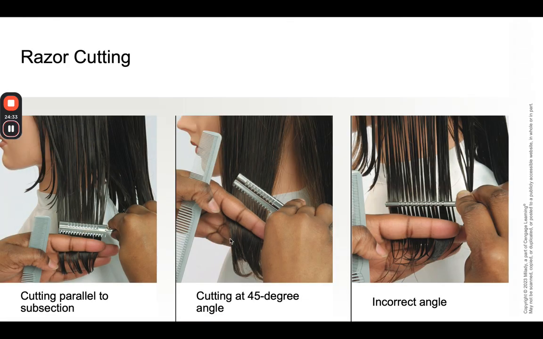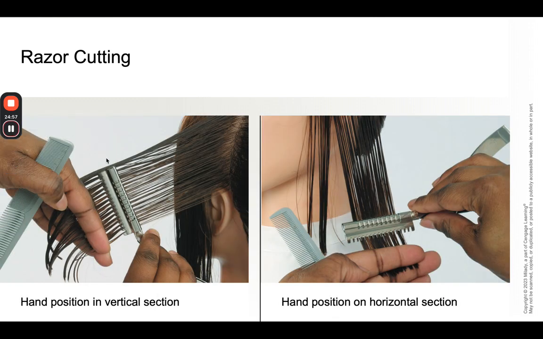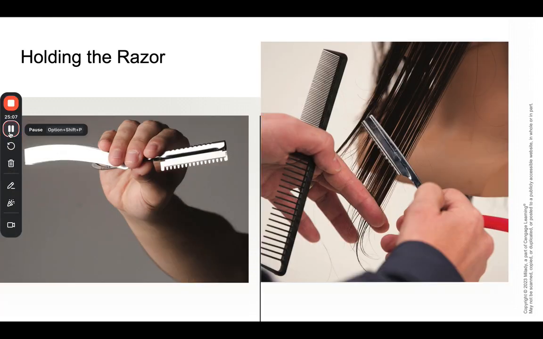When cutting with a razor, you always cut above your fingers and you always hold that razor at a 45-degree angle. Never hold your razor at a perpendicular angle or at 90 degrees towards the ends of the hair. So if you look at the far right picture, you can see the incorrect angle. The correct angle is in the middle, cutting at a 45-degree angle. You can also cut in a vertical or a horizontal position with your razor. Remember, you always want that razor to hit the hair at 45 degrees.